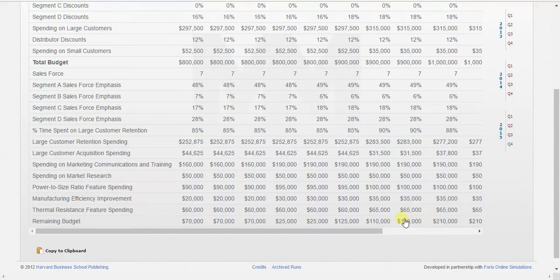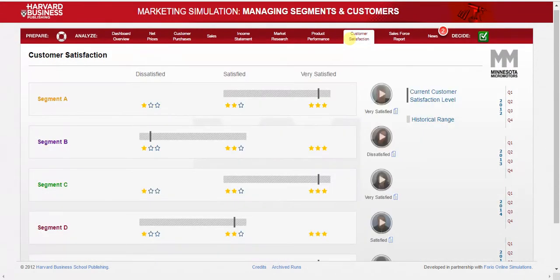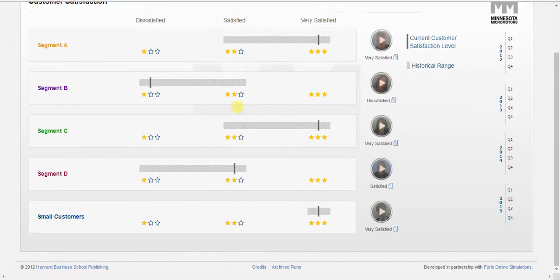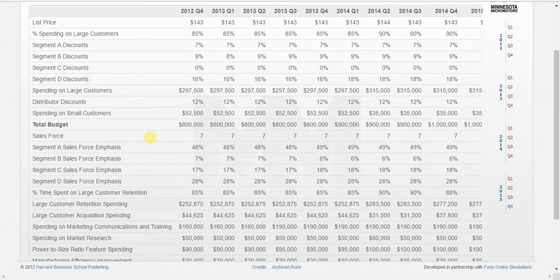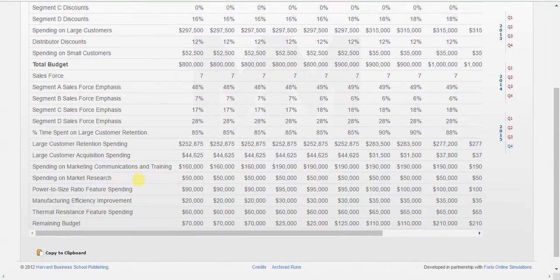Segment B has always been the most challenging to please. As you can see here, they are dissatisfied. I tried to compensate them by giving them a bigger discount, but at the end of the day, they're always going to be loyal to my competitor. Segment C is not price sensitive, so they didn't need a discount. I set the discount to 0% throughout the whole simulation, but I made sure I pleased them by allocating generous amounts of money to thermal resistance and power to size ratio.